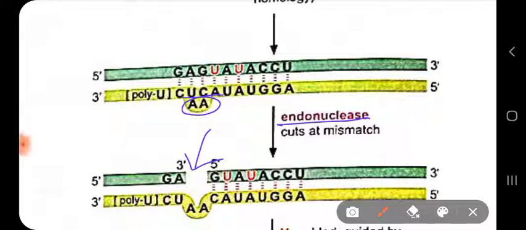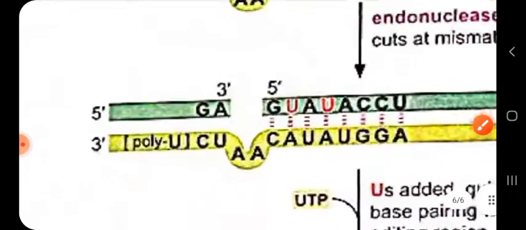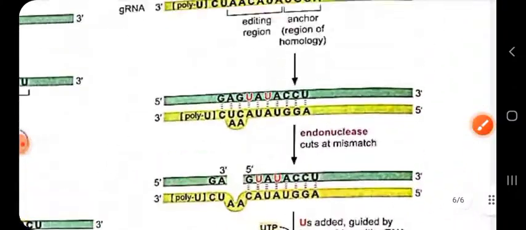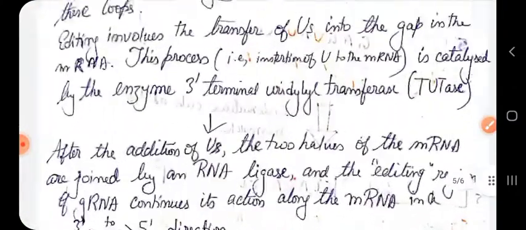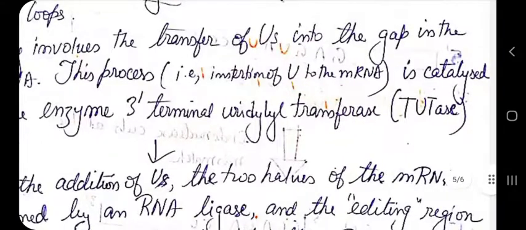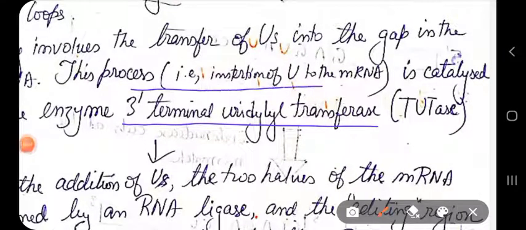Now, at that site, in place of A, complementary base pairing of U occurs. So what happened? Uracil is being added. Now this is catalyzed by an enzyme called TUTase. What is TUTase? TUTase full form is 3' terminal uridylyl transferase, 3' terminal uridylyl transferase or TUTase.